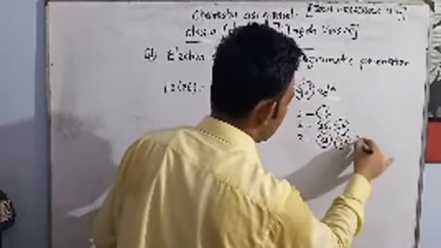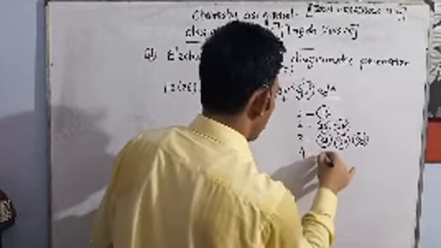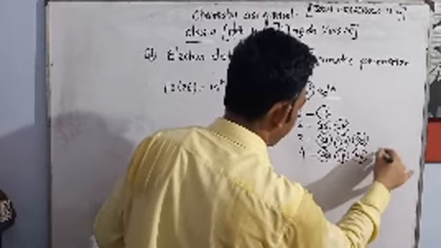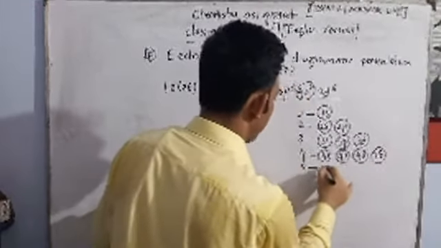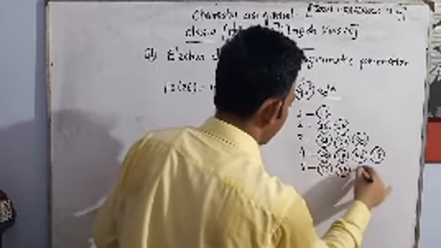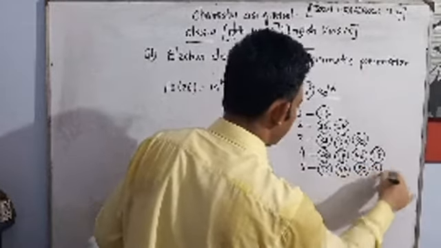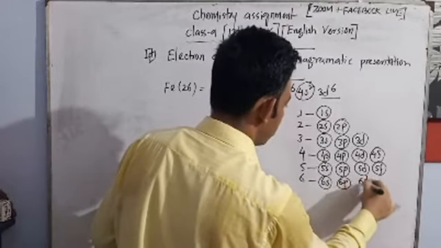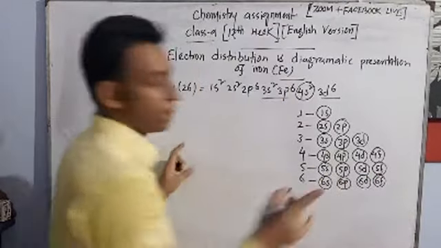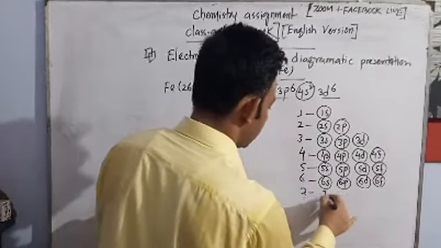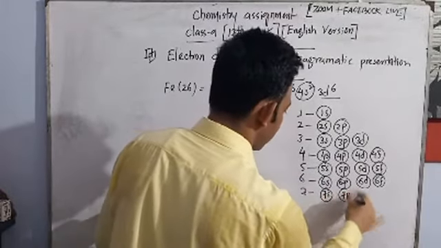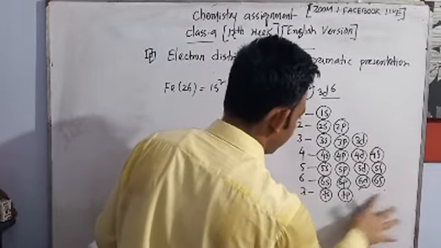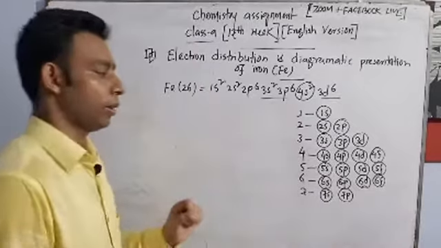3s, 3p, 3d, 4s, 4p, 4d, 4f, 5th shell, 5s, 5p, 5d, 5f, 6th shell, 6s, 6p, 6d, 6f. SPDF are the orbitals, you know about that. 7s, 7p, 7d, 7f. Or we will write accordingly up to the electron distribution. We can write this one up to 7p.